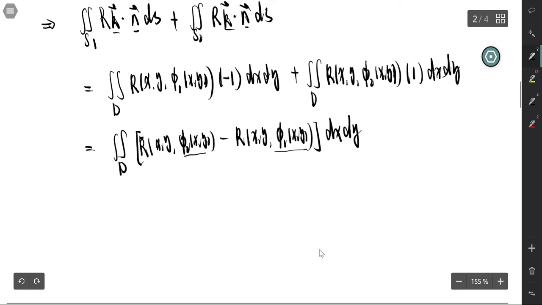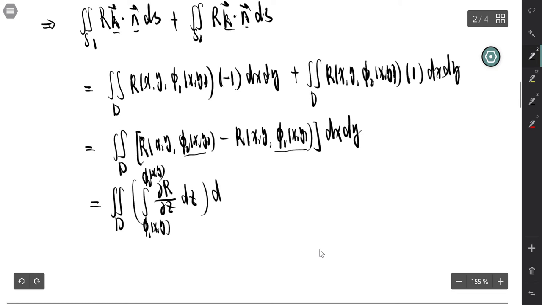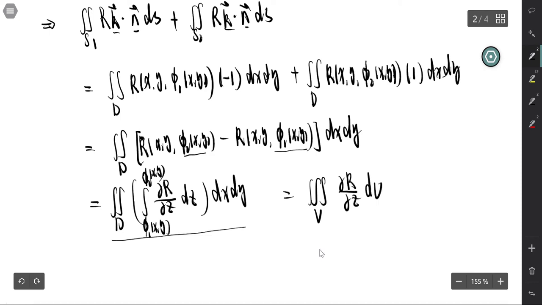That's only change in z. So actually, in the bracket is the integration of partial R partial z, where the lower limit is phi 1 of x, y and the upper limit is phi 2 of x, y, then dz, and dx dy. That's actually the triple integral over V of partial R partial z dV. That's the proof of the divergence theorem.